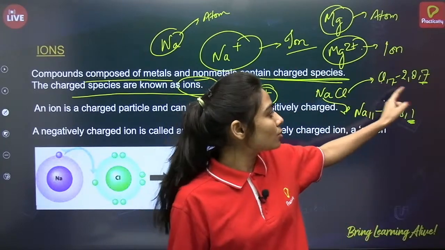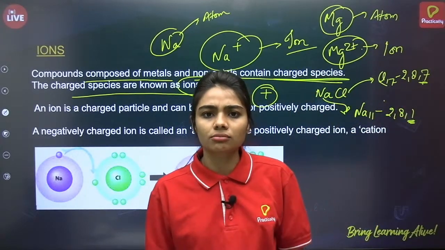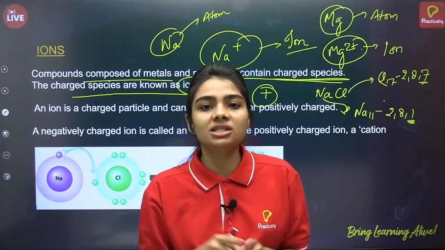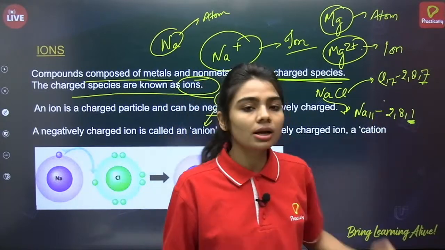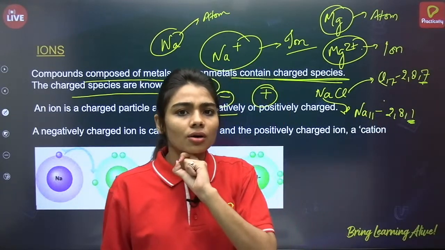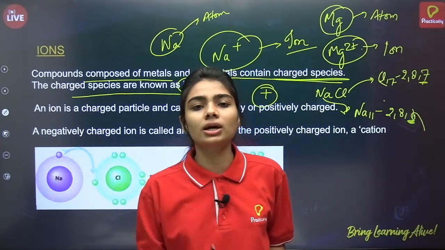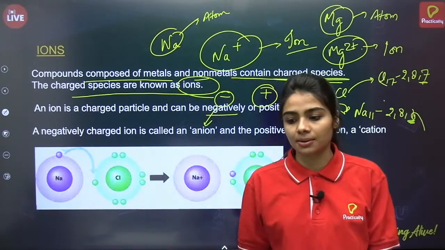Now if you see, this is the outermost shell for sodium, this is the outermost shell for chlorine, and chlorine has only 7 electrons. That means it requires one more electron to become stable. For sodium, how many electrons will it require? Either it can gain 7 electrons or it will lose 1 electron and then it will become stable.